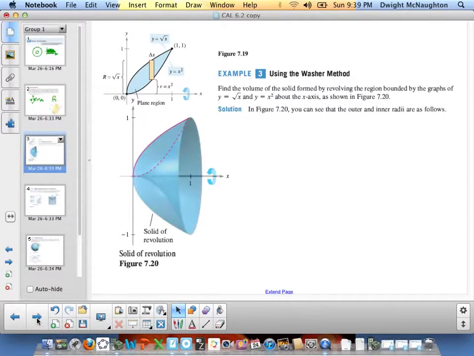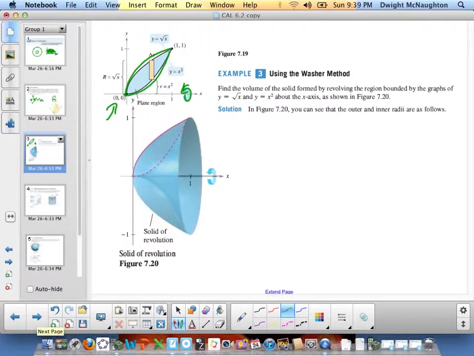All right? Find the volume of the solid formed by revolving the region bounded by the graphs of square root of x and x squared about the x-axis. Okay, the figure is right here. Here's the square root of x. Here's x squared, and we're revolving around this axis right here. So if we look, as we revolve, our outer disk will look like this. Our inner disk will kind of look like this. The large radius goes to the square root of x.